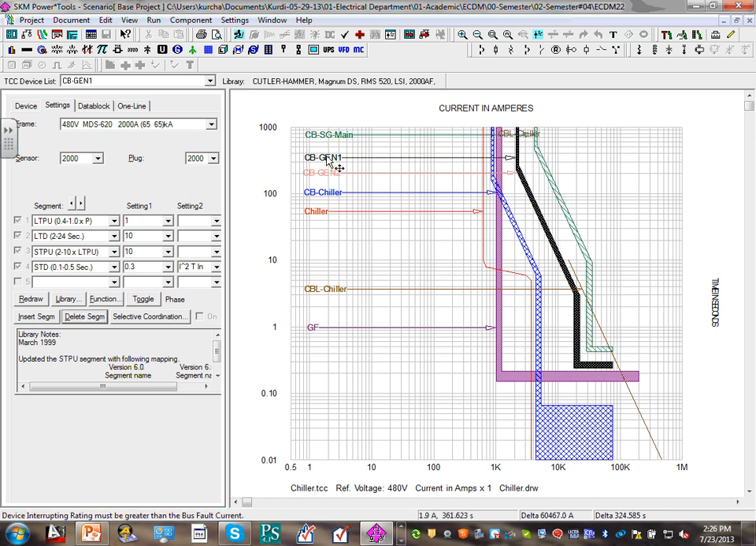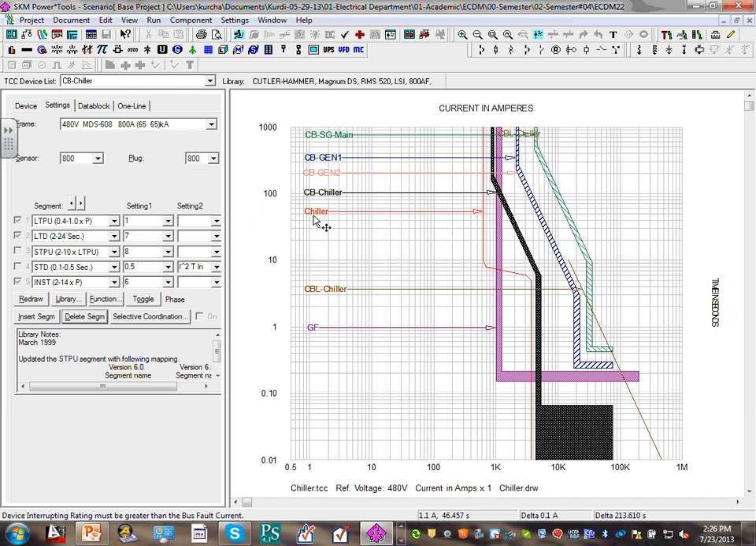So then I went to my generator because my generator is also there. If I run on gen, I want the gen to be set almost like a main, and then I coordinated my chiller overcurrent protection device. This is my chiller, and I have an 800 amp set at 1, and I can adjust my setup over my chiller.